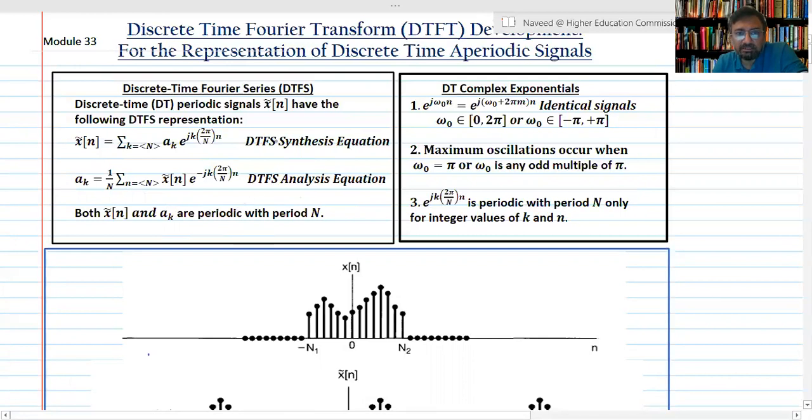And in these representations, we use the discrete time complex exponentials, which have different properties compared to their continuous time counterparts. First of all, if we have a discrete time complex exponential at frequency omega naught plus 2 pi, then it is the same as the discrete time complex exponential at frequency omega naught. So we have this frequency wraparound effect, and therefore frequencies are only unique in an interval of length 2 pi. We can take any interval, but in general we take the interval going from 0 to 2 pi or from minus pi to plus pi. Then the rate of oscillation is maximum when omega naught is equal to pi, or if omega naught is any odd multiple of pi. The discrete time complex exponentials that we use in the discrete time Fourier series expressions are periodic with period capital N, because we are considering the integer values of k and n.